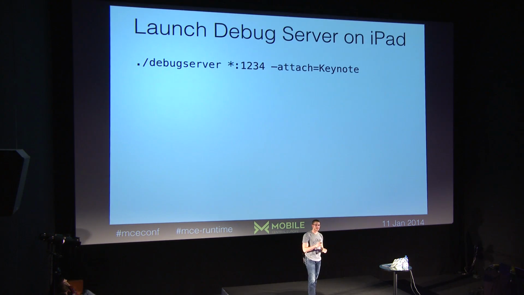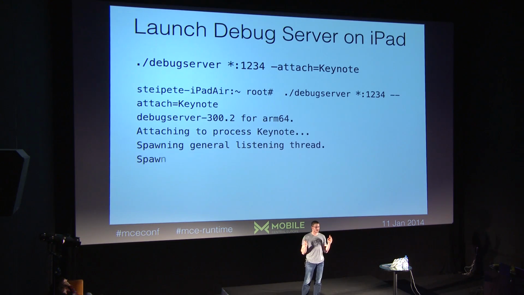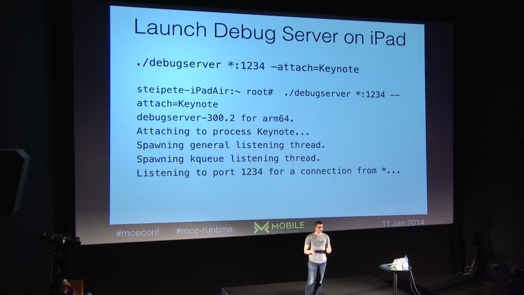And there you first start Keynote, and then you start the debug server. And there the star means it accepts any IP on port 1234. And what it will then say is, oh yeah, I'm attached to Keynote. I'm that version. I did this on ARM64. And now it's listening. And Keynote stopped because it's now in waiting mode.